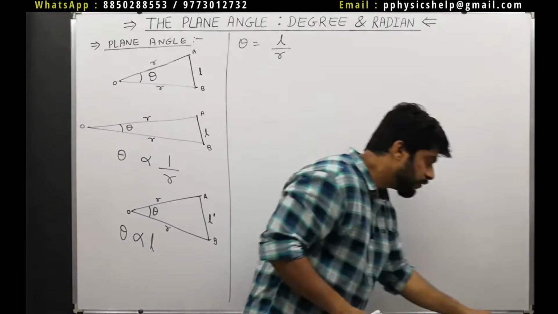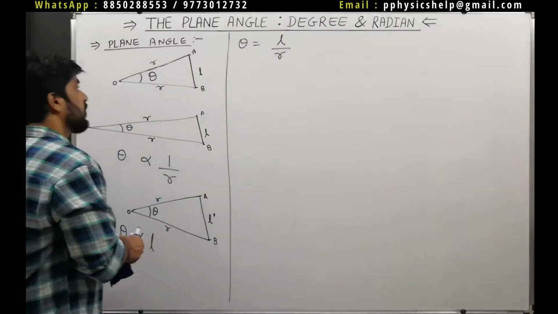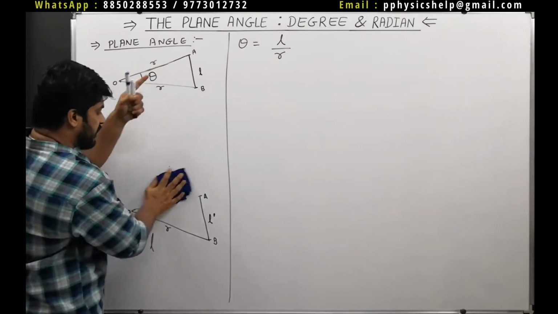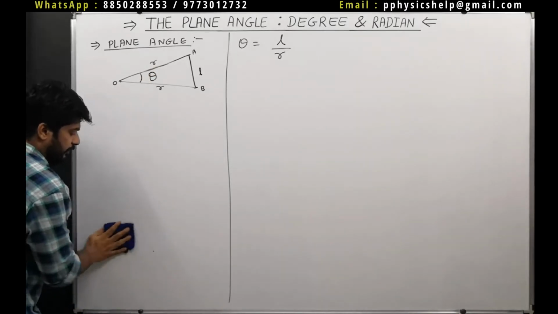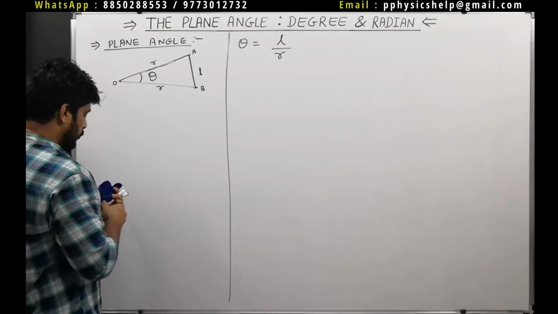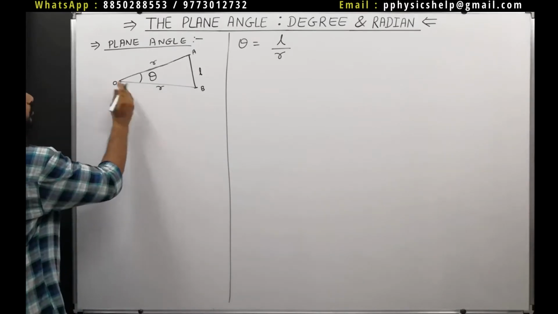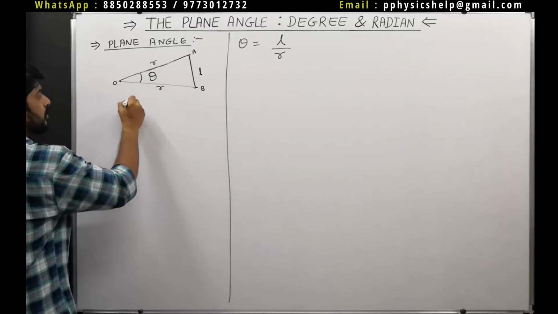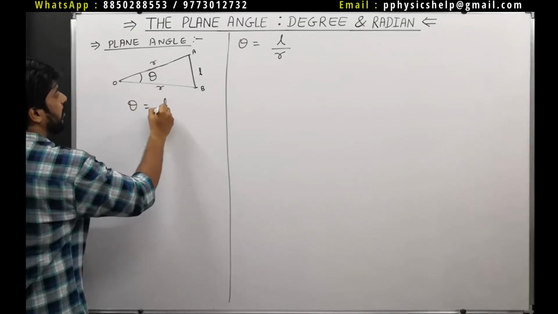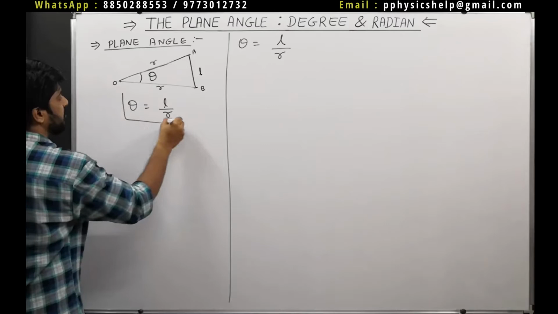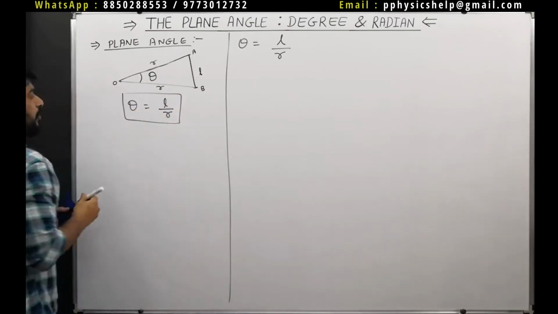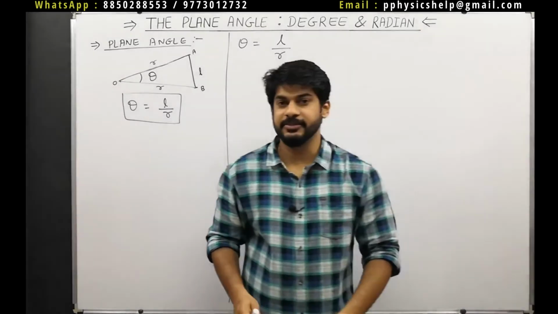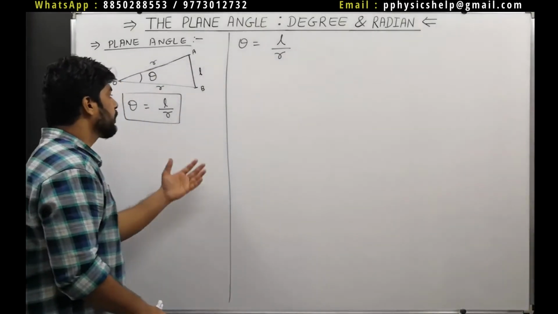So now we don't require much more of these diagrams. For our purpose in this lecture we just require that equation. So I'm just going to wipe it out, and I'm going to write this equation over here. This equation is theta is equal to L upon R. That's it. This is what we require. So this is how you can remember about the plane angle.